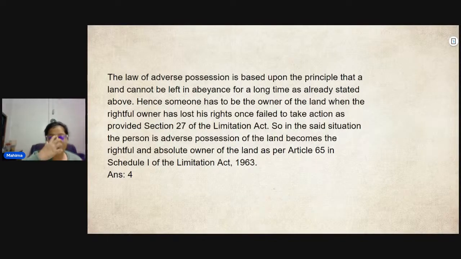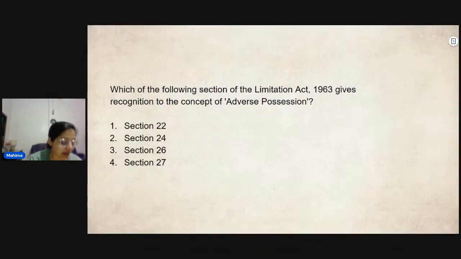Yes, it is 27. The law of adverse possession is based upon the principle that a land cannot be left in abeyance for a long time, as already stated above. Hence, someone has to be the owner of the land when the rightful owner has lost the rights once failed to take action as provided under Section 27. So, in the said situation, the person in adverse possession of the land becomes the rightful and absolute owner of the land as per Article 65 of the Schedule 1 of the Limitation Act. So, remember the article number 65 has to be related with section number 27 of the Limitation Act, which also signifies the concept of adverse possession.